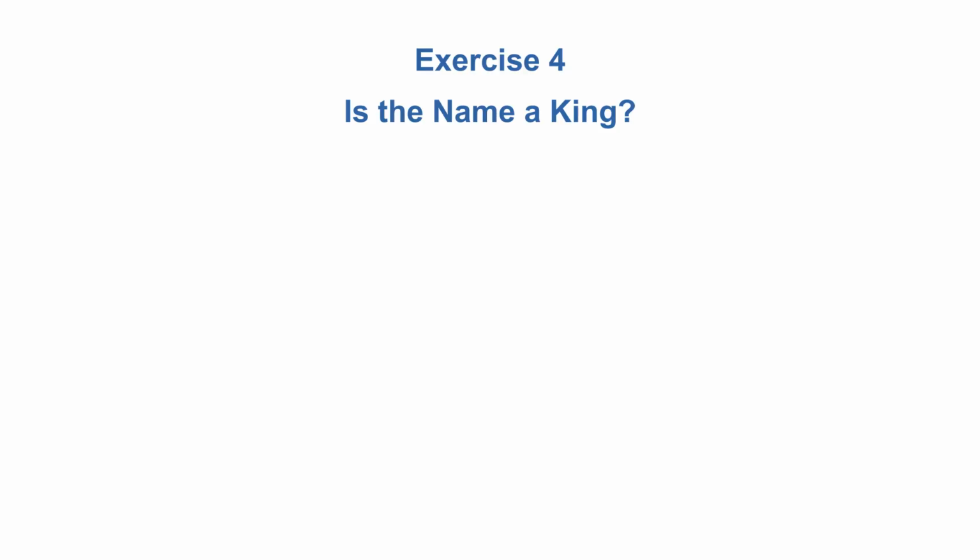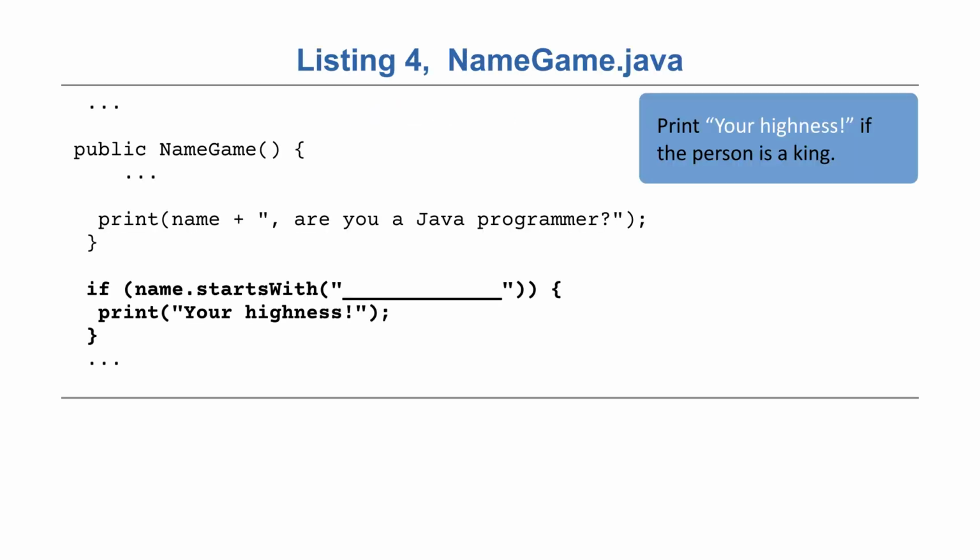Exercise 4. Is the name a king? Print Your Highness if the person is a king. Hint: check if the name starts with capital K-I-N-G. Run it. What happened? It should have printed Your Highness if you entered a name that starts with king.